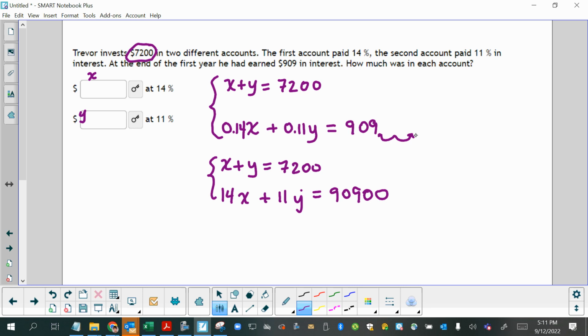Okay, so now what can I do? Well, since I have no coefficients on my variables in the first equation, it makes sense to me that we can just solve for one of those variables and then substitute it into the second equation.